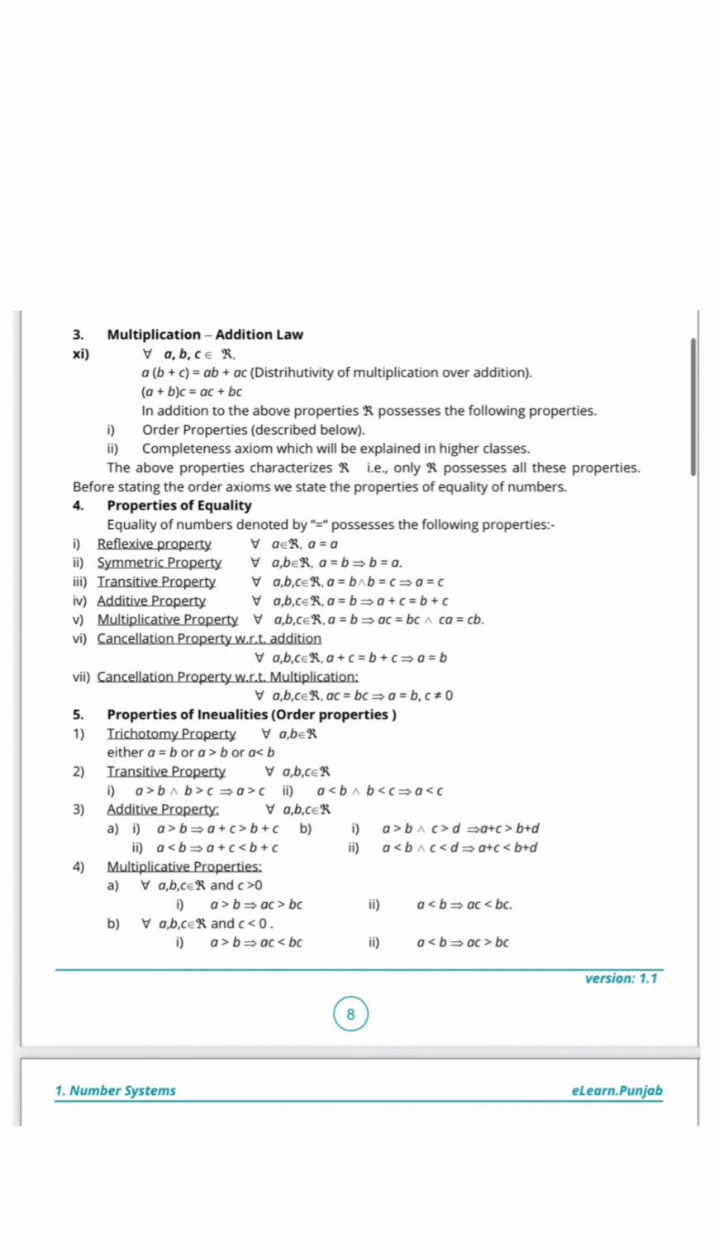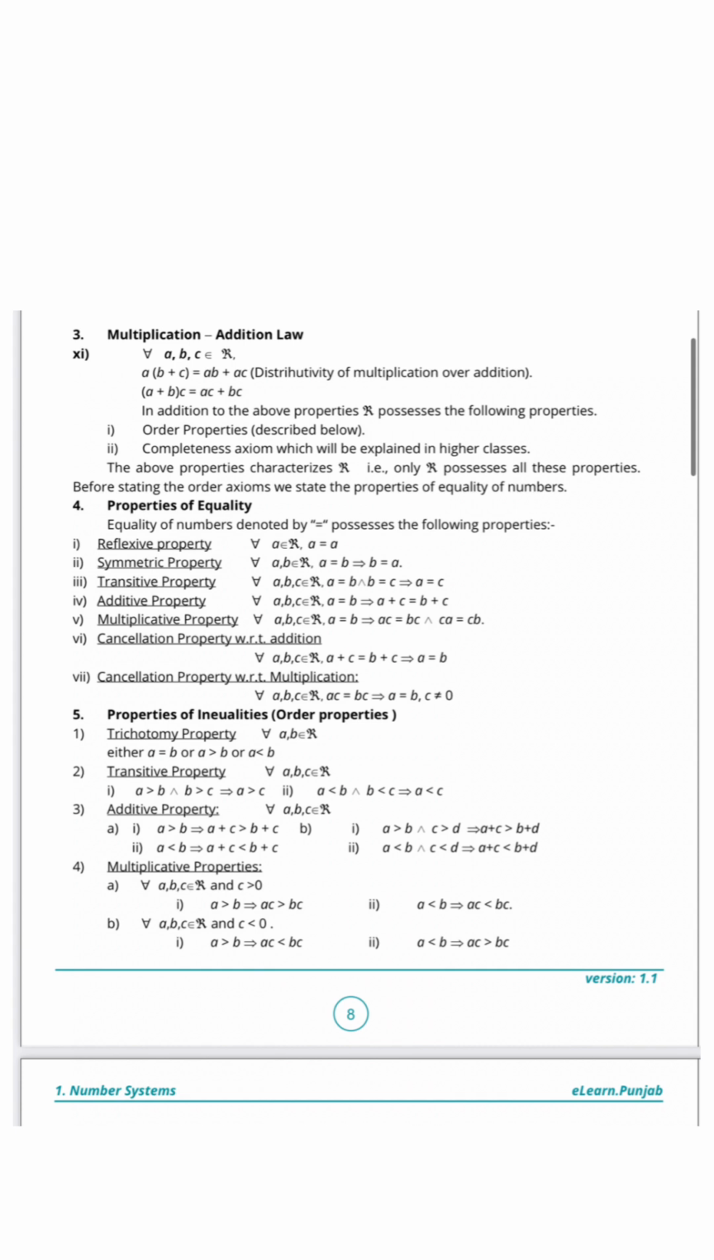Then transitive means that for all, this is the sentence that always has to be written at the top: for all a, b, c belonging to the set of real numbers. You have to assume that whatever numbers or variables you are talking about belong to the set of real numbers. This has to be written for the properties of real numbers, equality, inequality, multiplicative, commutative, whatever those laws were.